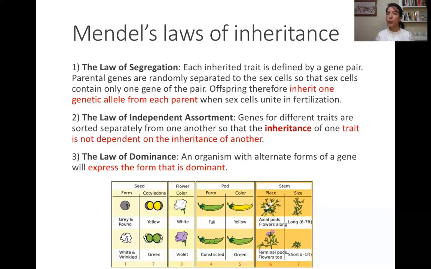Now we know that some traits are actually linked. So just be careful with that information. And the third law is the law of dominance. And this is the example that I was telling you, that the purple color is dominant over the white color. Okay, so these are very simple laws that he formulated.